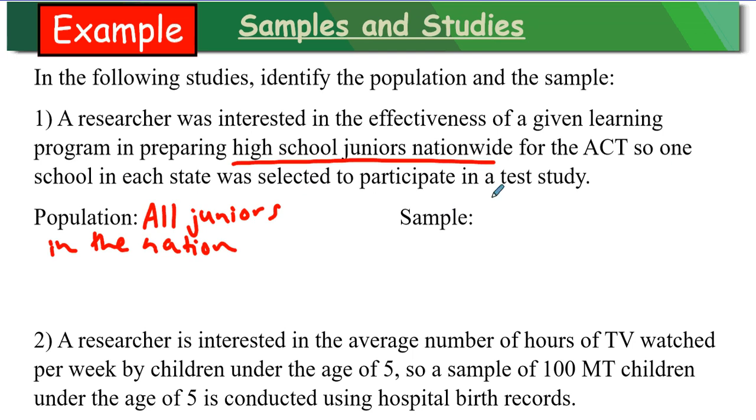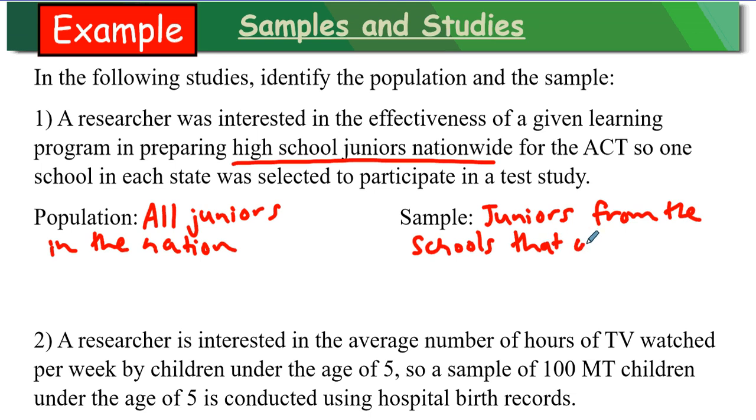So the sample would be the juniors from the schools that were selected for this study. That is the actual sample. The population is we would want to know how effective this program is for all juniors in the nation. We can't do that, so we take a sample, and the sample would be those that were actually chosen for the study.